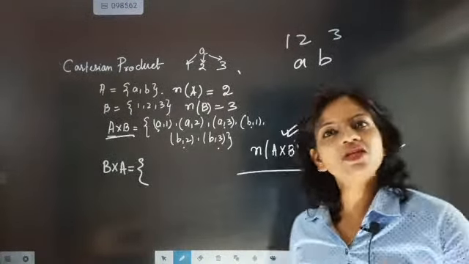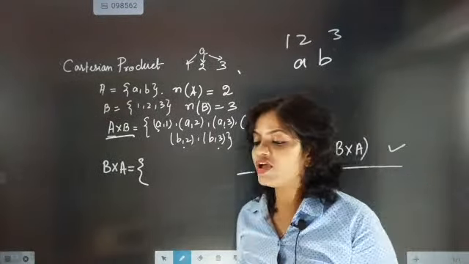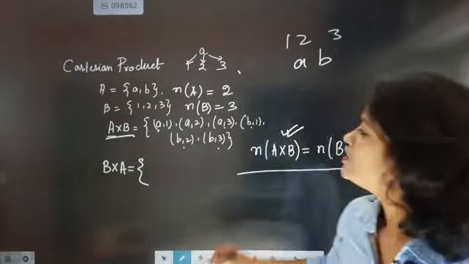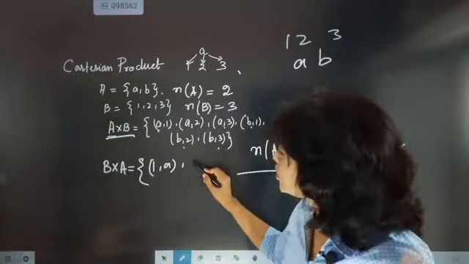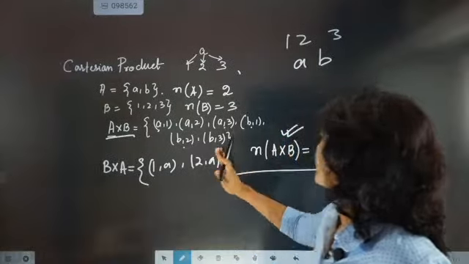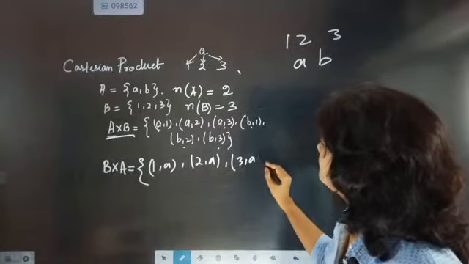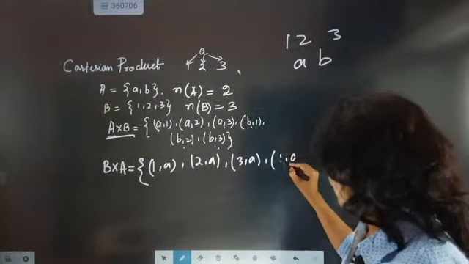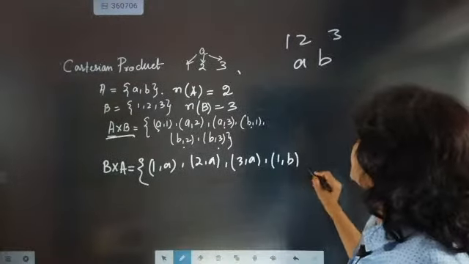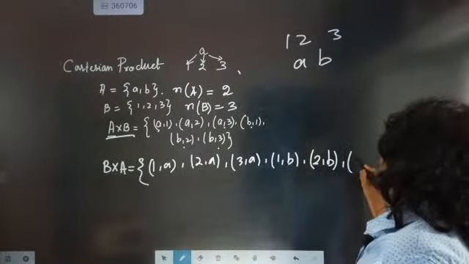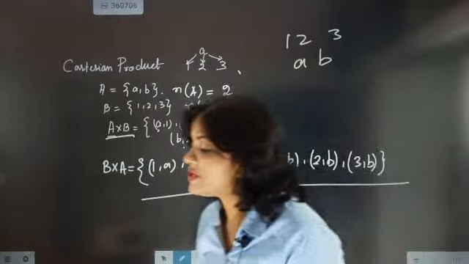Then you will say that when I am saying B cross A, give priority to the element of B first. So we are going to write 1A, 2A, 3A, then 1B, 2B and 3B, story over. This is exactly going to be B cross A.